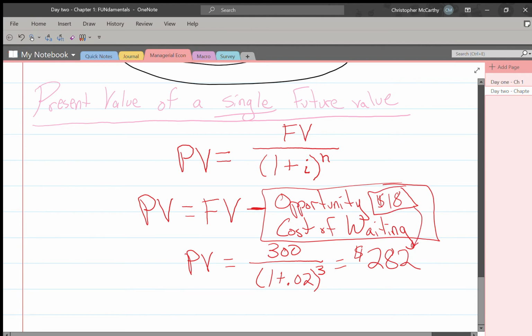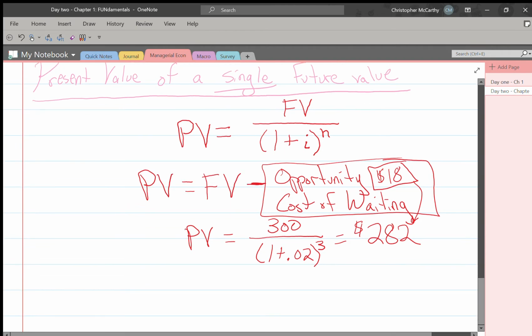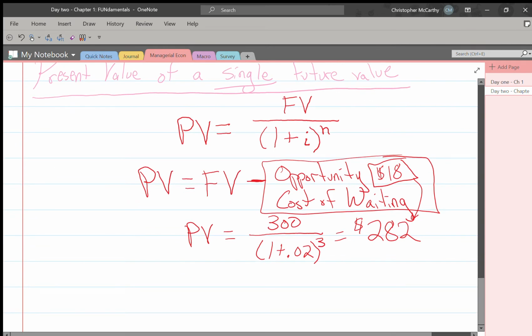What if we have a stream of future values, right? Too often it's not just that we have a single future value, but we have multiple future values. We've got $100,000 coming next year, $50,000 coming the second year, another $100,000 coming the third year, right? So how do we get the present value of a stream, a series of future values? I'm glad you asked. Let's go ahead and do it.